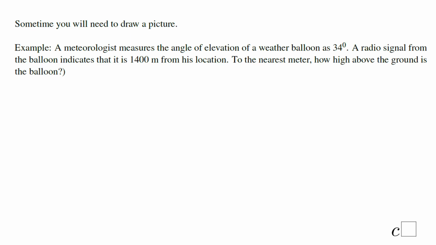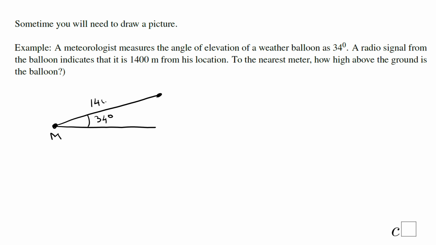Sometimes you'll need to draw a picture. Sometimes a picture is not given to you, like in this problem. We have this gentleman here who measured the angle of elevation of a weather balloon as 34 degrees. So the gentleman is right here. He measured this angle as being 34 degrees. A radio signal from the balloon indicates that it's 1,400 meters from his location.